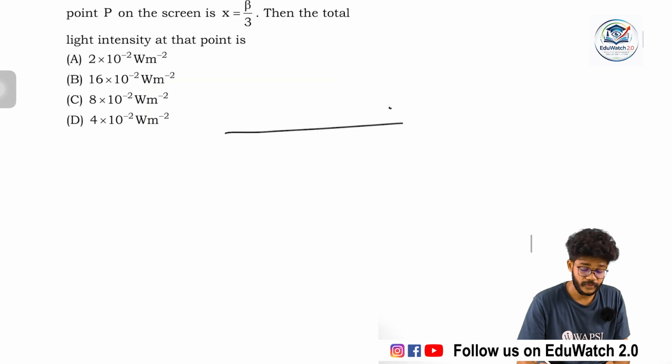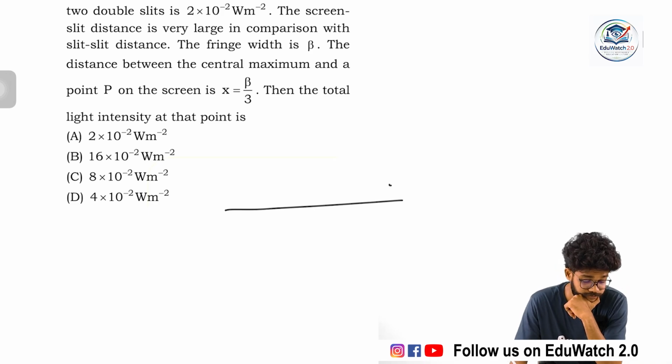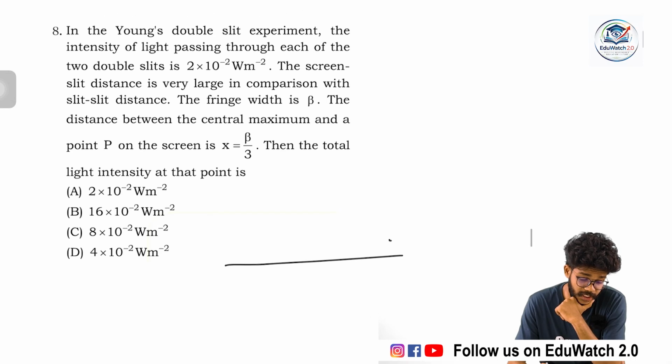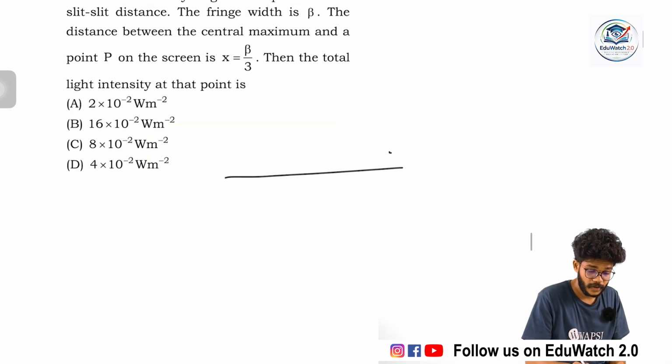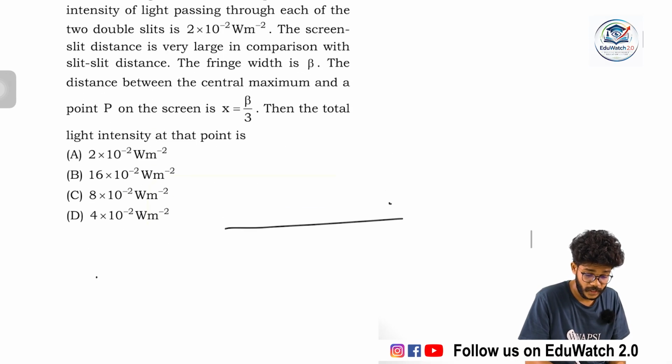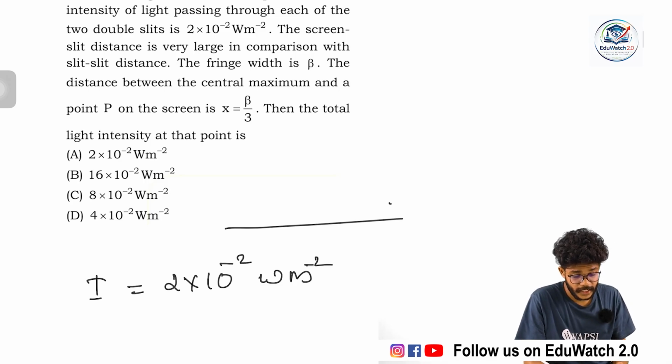Okay, so how we can calculate the intensity at that point? The position is x equal to beta by 3. In Young's double slit experiment, the intensity is given... From one of the holes, the intensity is 2 into 10 raised to minus 2 watt per meter square. And what's the equation which we have to use in here?